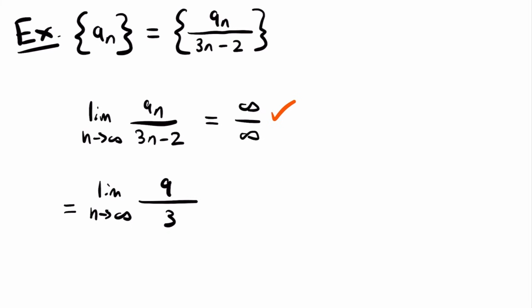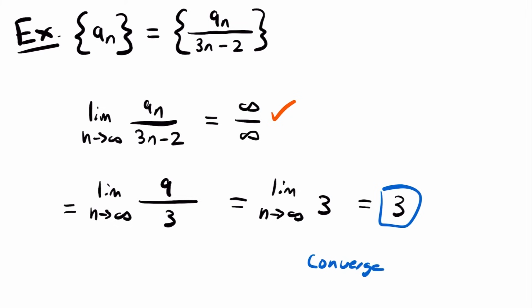Now 9 divided by 3 is equal to 3, so this is equal to the limit as n approaches infinity of 3, and the limit as n approaches anything of a constant is just equal to that constant. And so this is equal to 3, which means that our sequence is going to converge to 3. We would say that it converges to 3, right? And so what that means is that the terms of our sequence, each subsequent term is getting closer and closer to the value of 3.